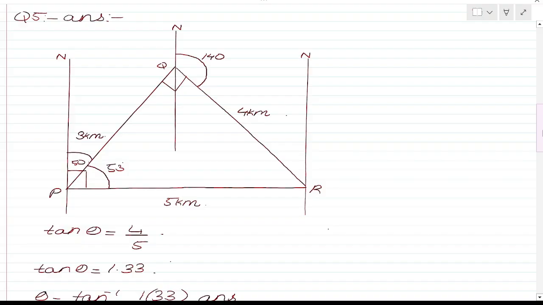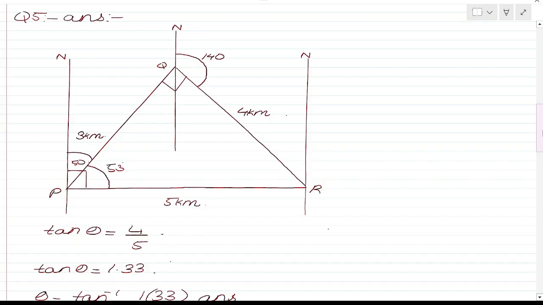Okay, after drawing a bearing of 140, we extended our line from Q until 4 kilometers or 4 centimeters, and then our point R was met. So at the point R, we extended its north line also, and then we know that the distance of P to R is 5 kilometers. If the distance isn't given anywhere, you can use the Pythagoras theorem to find the distance.